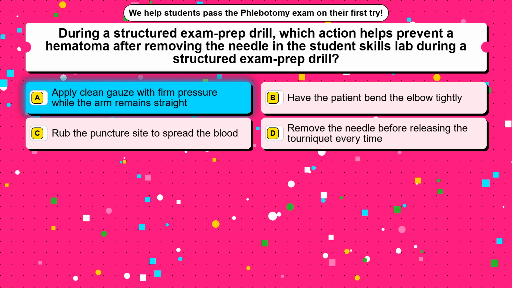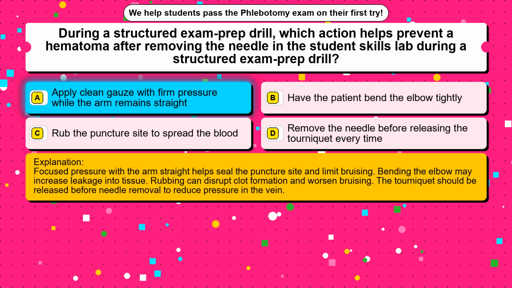The correct answer is option A. Apply clean gauze with firm pressure while the arm remains straight. Focused pressure with the arm straight helps seal the puncture site and limit bruising. Bending the elbow may increase leakage into tissue. Rubbing can disrupt clot formation and worsen bruising. The tourniquet should be released before needle removal to reduce pressure in the vein.